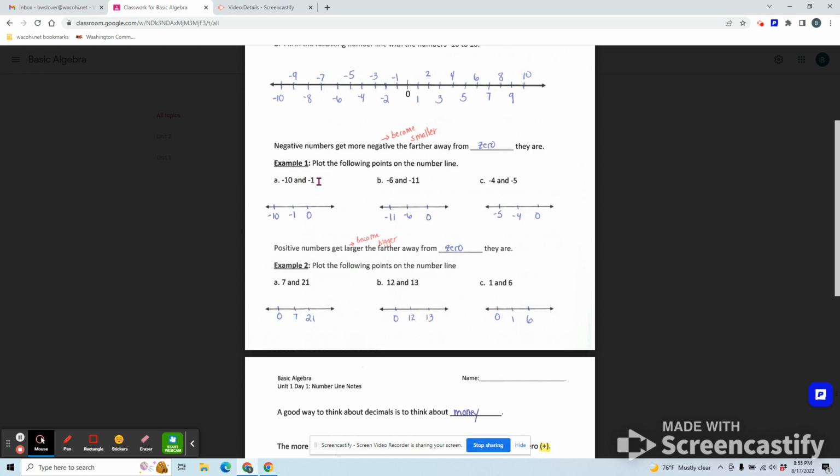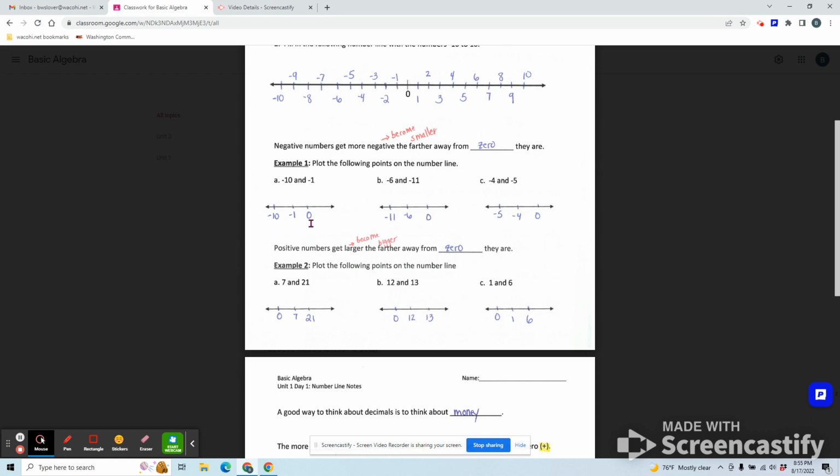I owe someone $1. Okay, so let's think, would I rather owe someone $10 or would I rather owe them $1? Well, I'd rather owe them $1. So that means that's the larger number. So when I graph it, my larger number goes further to the right on the number line. So negative 1, and then I got negative 10.